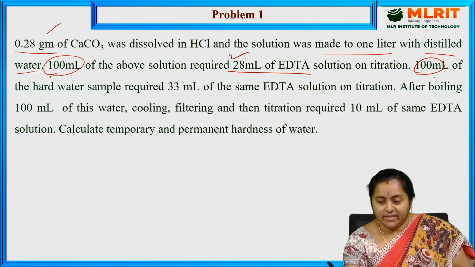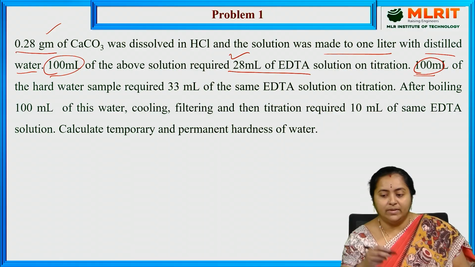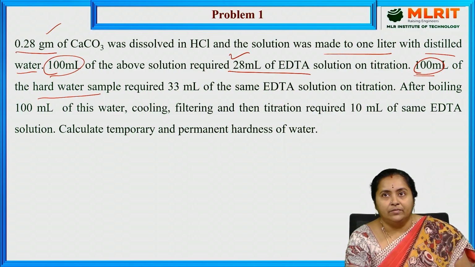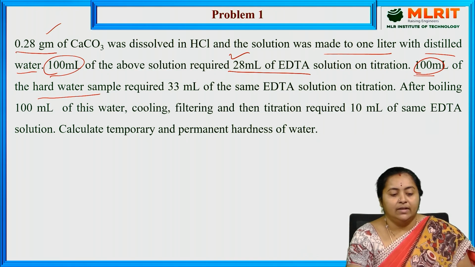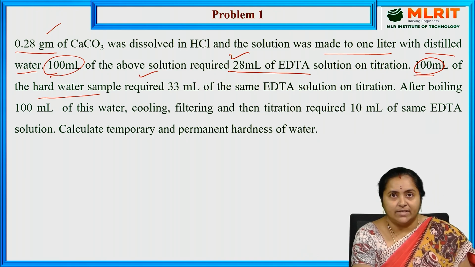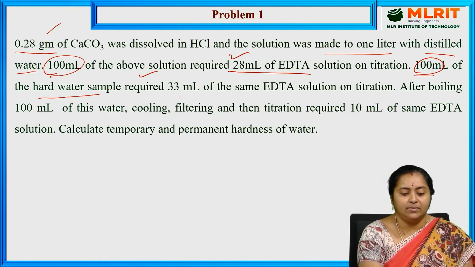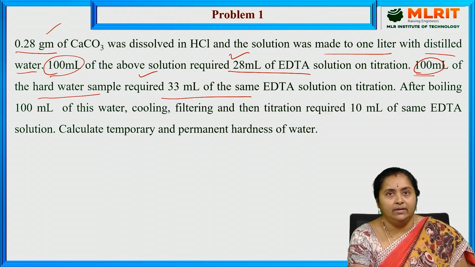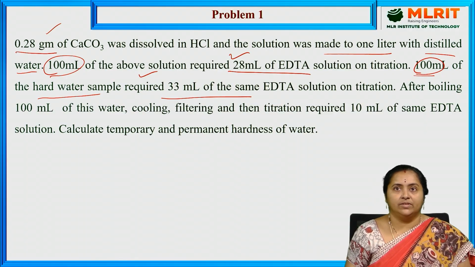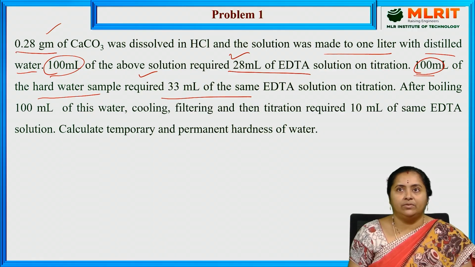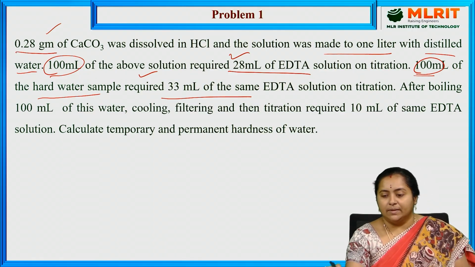Coming to step 3, the data given in the problem is 100 ml of hard water sample. That means a sample is supplied to you. From that we transfer 100 ml for titration using disodium salt of EDTA. How much is consumed? 33 ml of the same EDTA was consumed. So, in step 3, 100 ml of hard water sample required 33 ml of the same EDTA solution for titration. From step 3, we are able to calculate the total hardness of the supplied water sample.